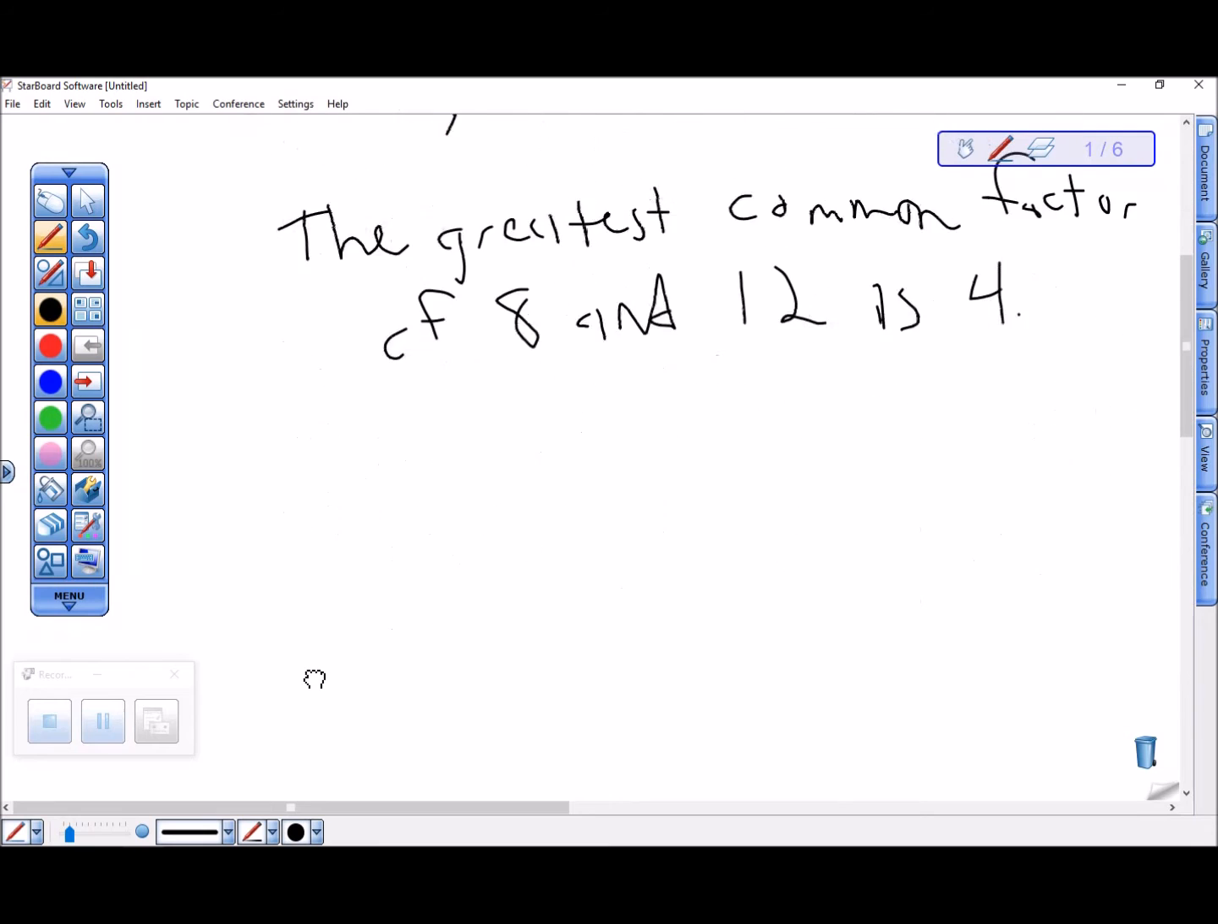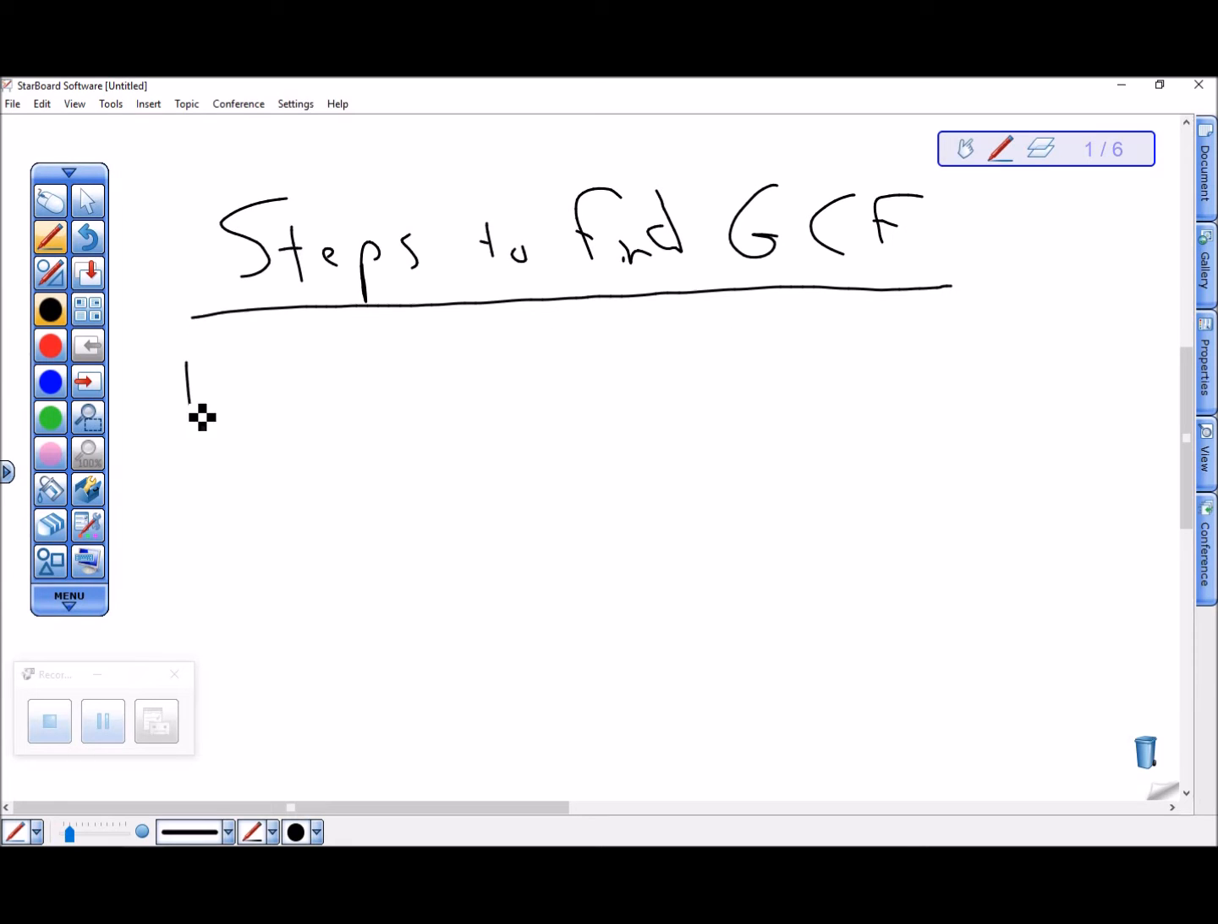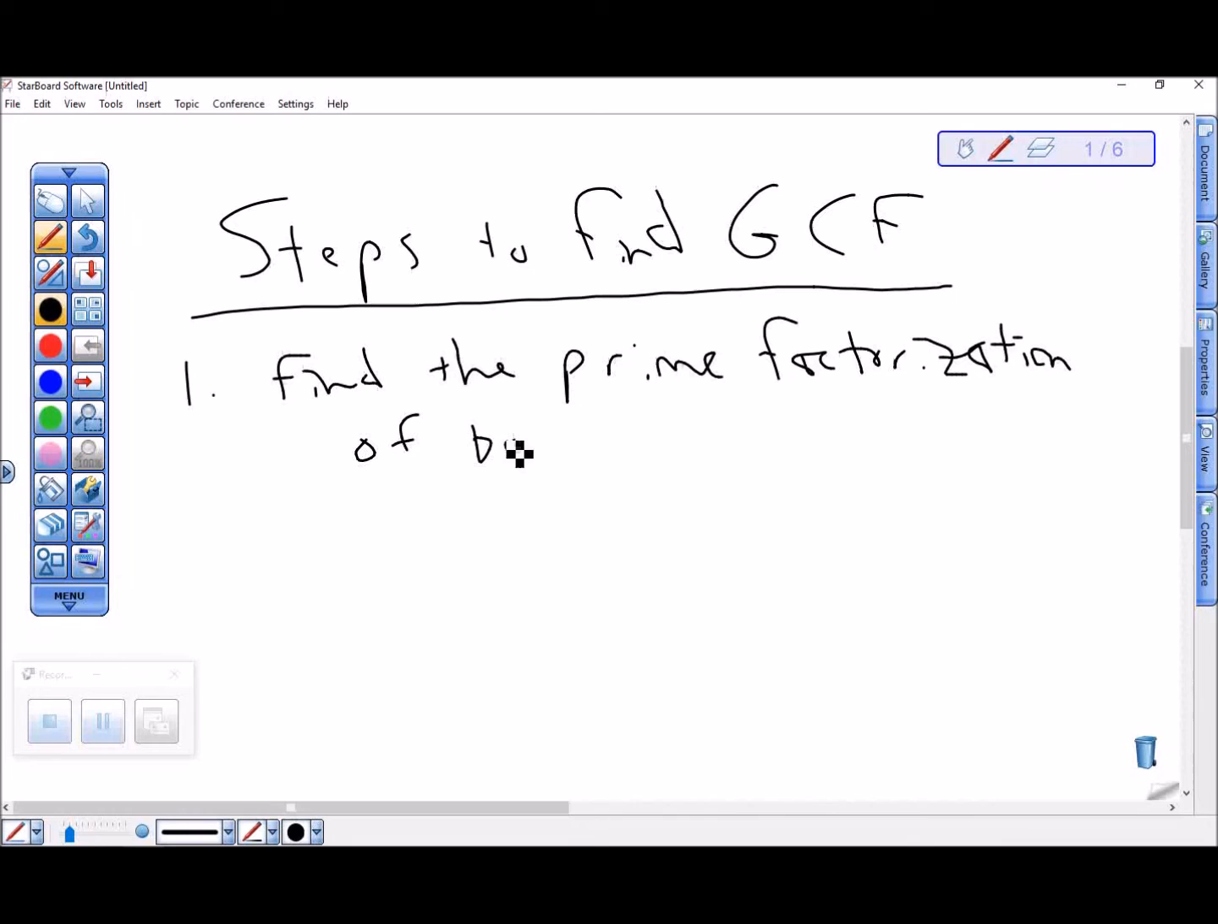Let me show you the steps to finding such a thing. So, steps to find the greatest common factor. And this is going to go back to that prime factorization thing that we've talked about. So step 1 is find the prime factorization of both numbers.